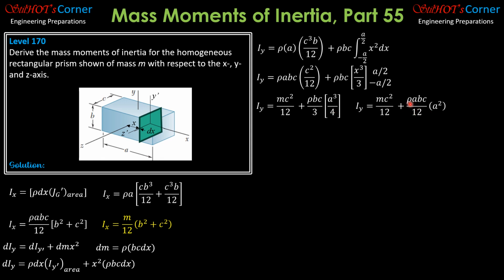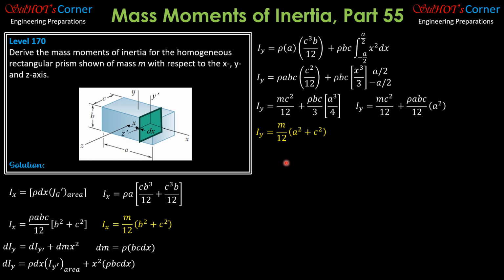Then we note that rho abc is mass. So mass over 12 factor out. Then you'll have c squared plus a squared, or mass over 12 times a squared plus c squared. So let's write a squared first. Therefore, Iy is equal to 1/12 of mass times quantity a squared plus c squared.